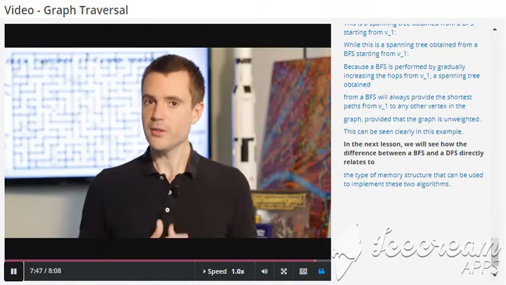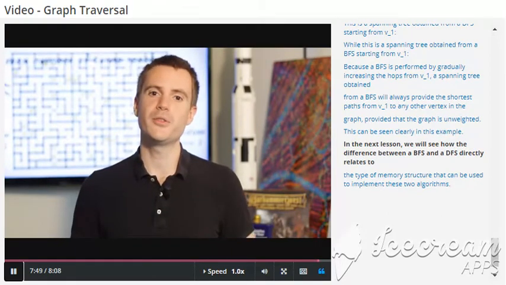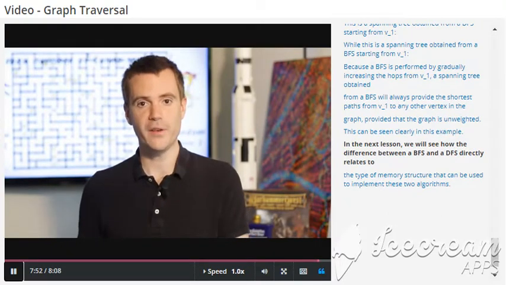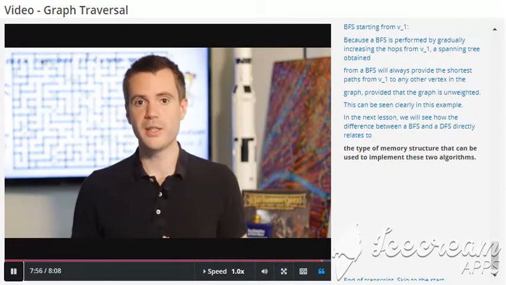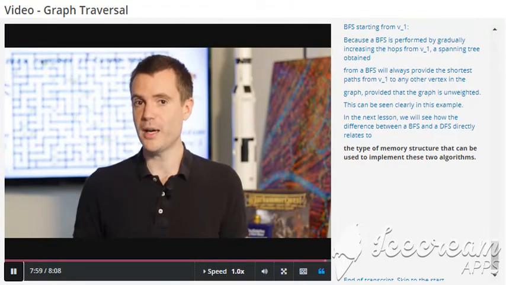In the next lesson, we will see how the difference between a BFS and a DFS directly relates to the type of memory structure that can be used to implement these two algorithms.